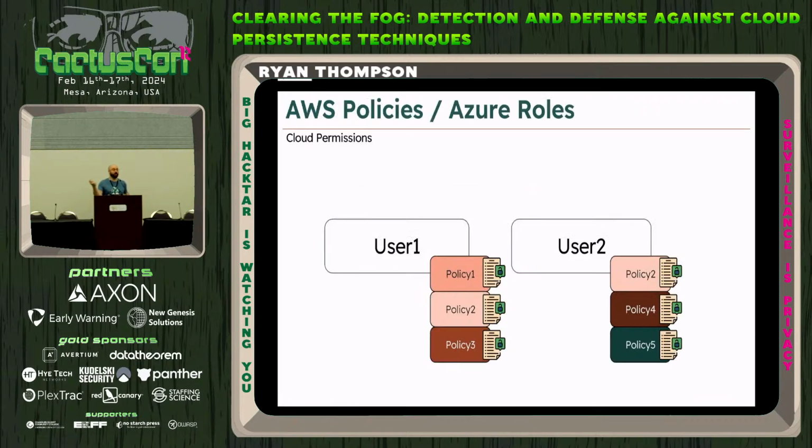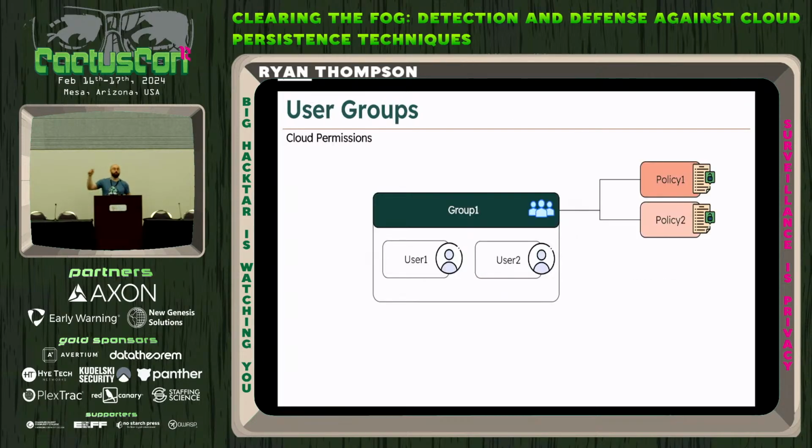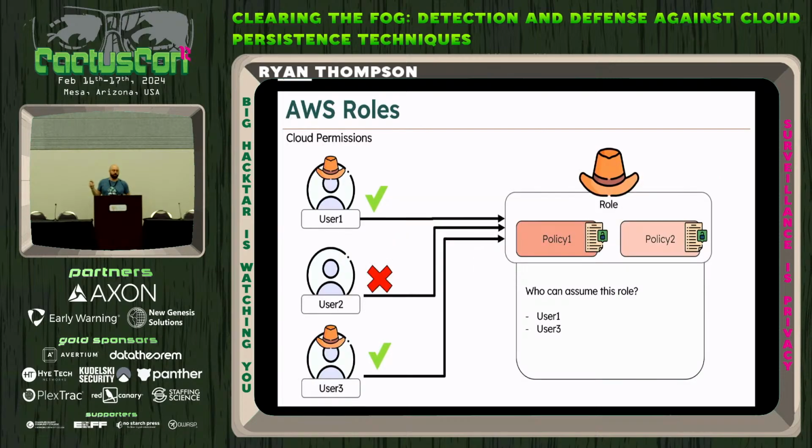So we can attach those policies directly to a user. We can apply them to a group that contains multiple users. Or the most complicated one is we can use a role. And so I want to talk about this a little bit because it's crucial. A role I think of as a hat. It's a hat that you can wear. That hat has permissions, and on the inside of that hat, they write down who can wear that hat. And so this is what's called a trust policy.